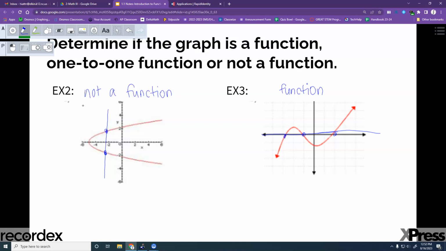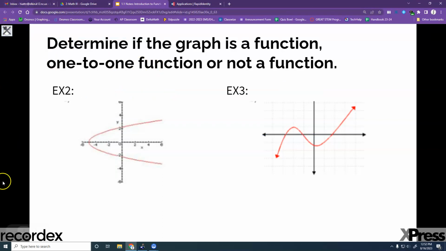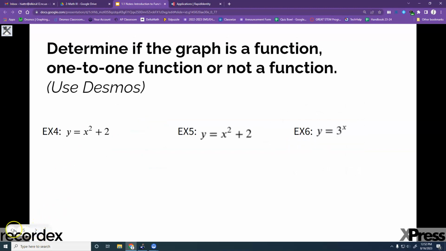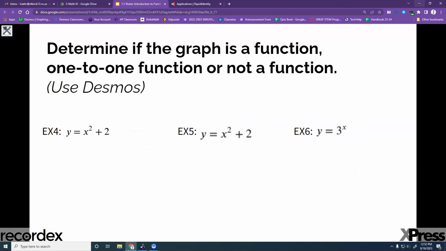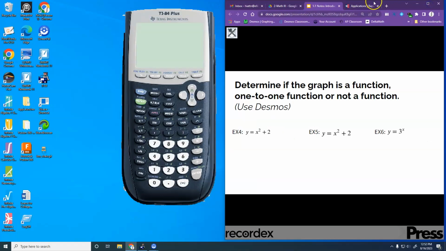It's just a function. Notice I didn't even do the horizontal line test on example 2, because if it's not a function, you really don't care. It can't be 1-to-1. It actually does pass the horizontal line test if you were to do it, but it doesn't really matter for us because it's not a function to begin with. So questions on that? All right, let's go to the next slide. Oh, wait. I did that one.